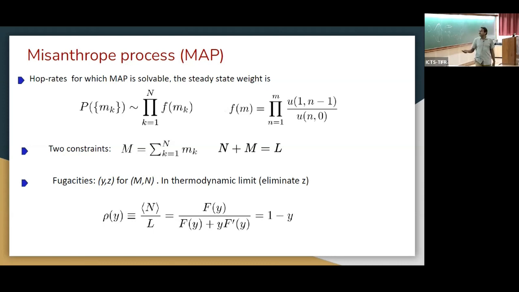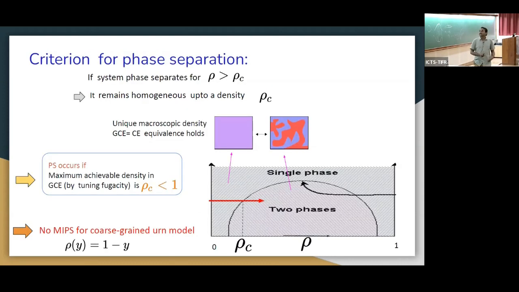So now what do I gain here? Let us see what the criterion for phase separation is. Okay, so I'll just discuss it very simply. Probably many of you know, but it is very simple. Suppose the system phase separates for some rho greater than rho C. For rho greater than rho C, the system phase separates, which means you have a coexistence phase and a single phase. So up to rho C, it is in a single phase, and if you go beyond, you have coexistence.